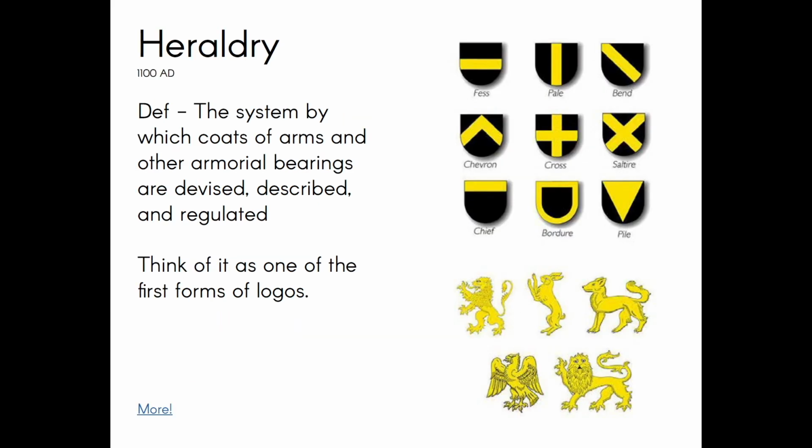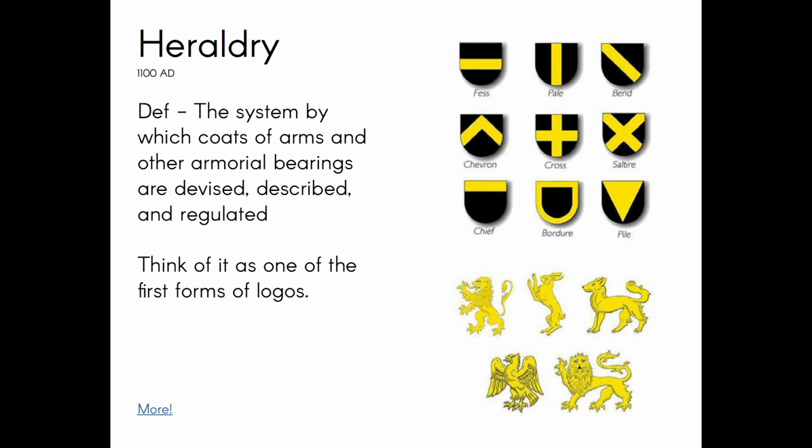All right, so we're creaking up the timeline a little bit. And we get heraldry, and the definition for this is it's the system of which coat of arms and other armorial bearings are devised, described, and regulated. So just think of this as the first form of logos. Who are you? Where are you from? What animal symbol are you being represented by? And so it's your sort of logo.